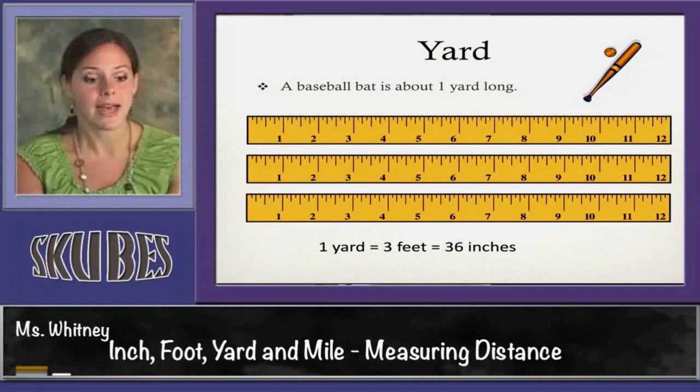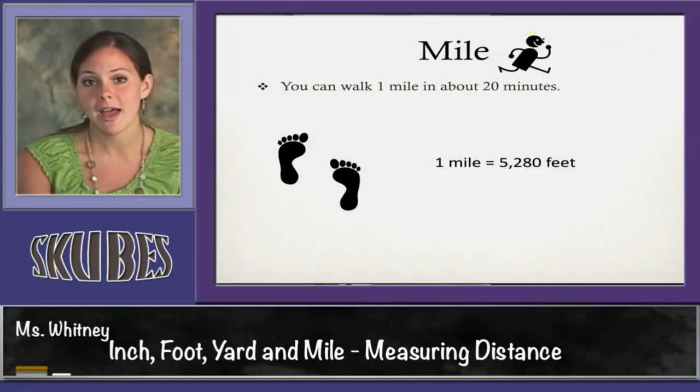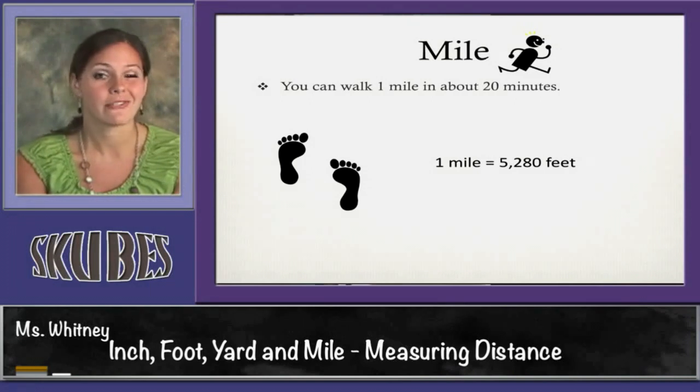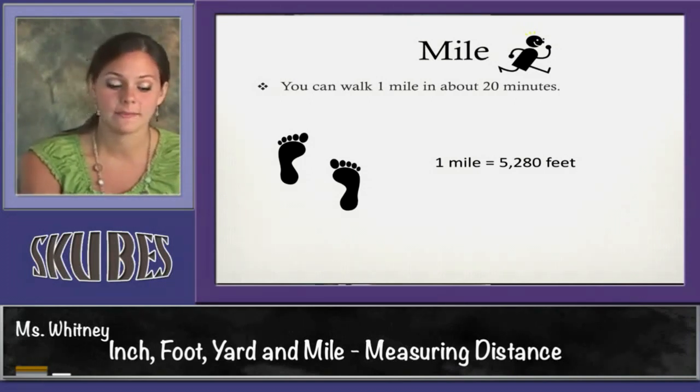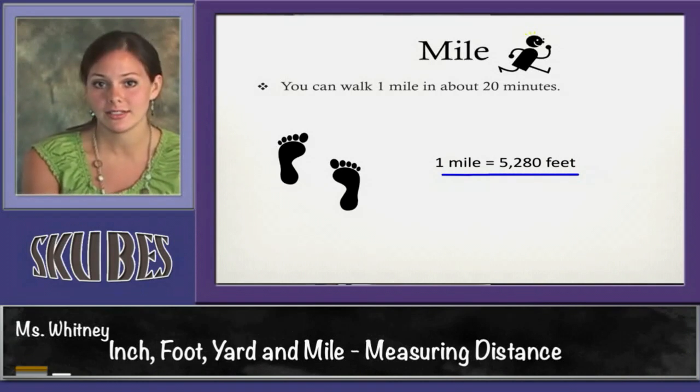Now let's talk about a mile. You can walk 1 mile in about 20 minutes. It's about 4 times around a track. It's 5,280 feet.